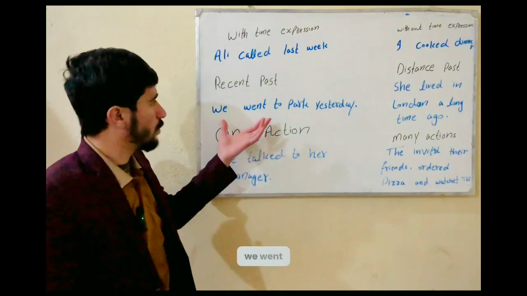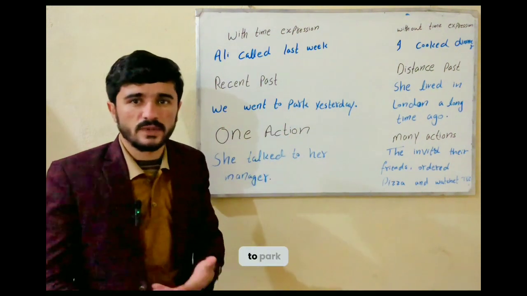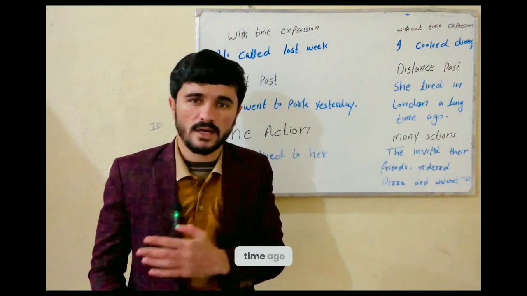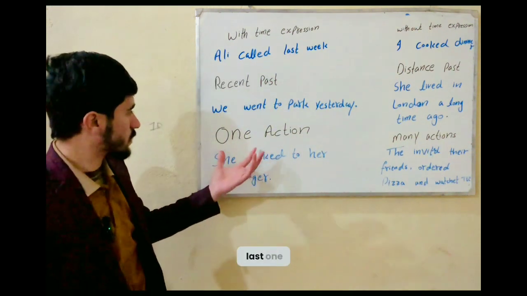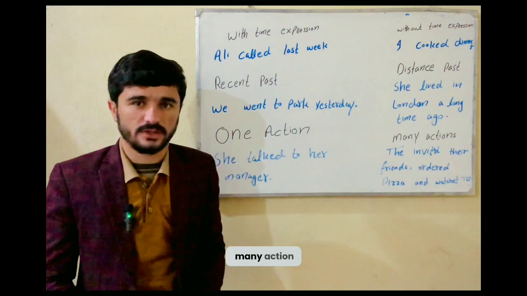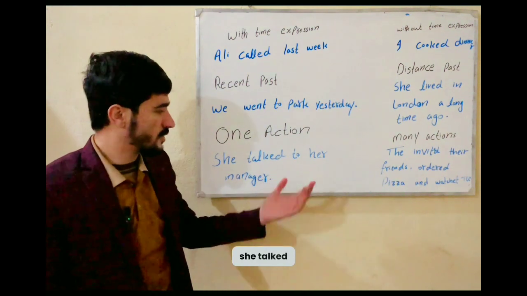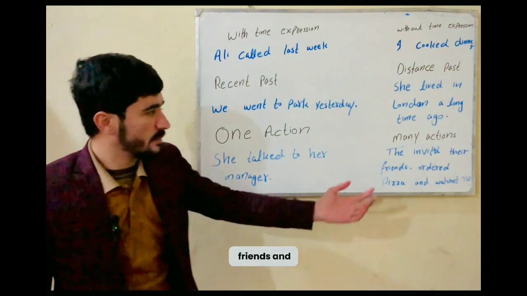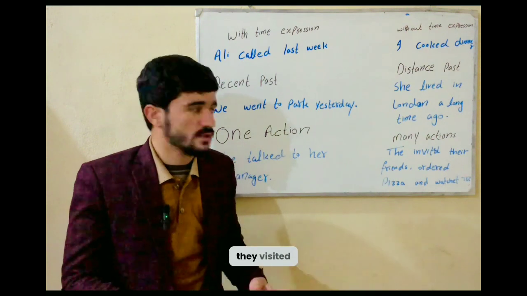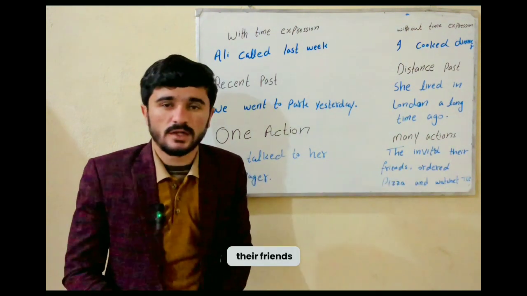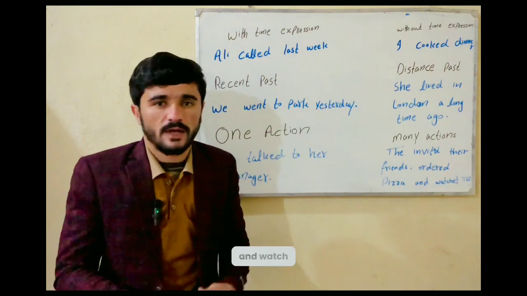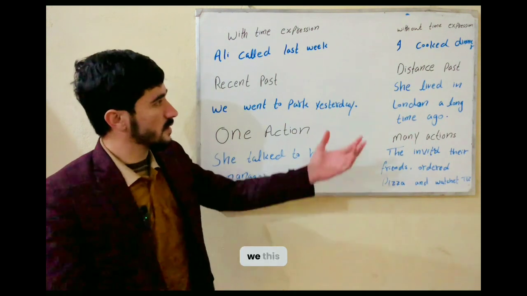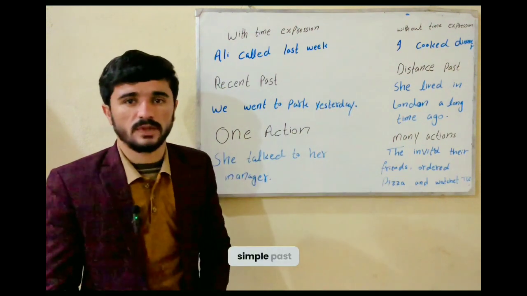For example, we went to the park yesterday. And distant past is like she lived in London a long time ago. And the last one is one action and many actions. One action, for example, she talked to her manager. And many actions is that they invited their friends to order pizza and watch movies and TV and mobile, whatever they watch. So these are the usages of simple past.